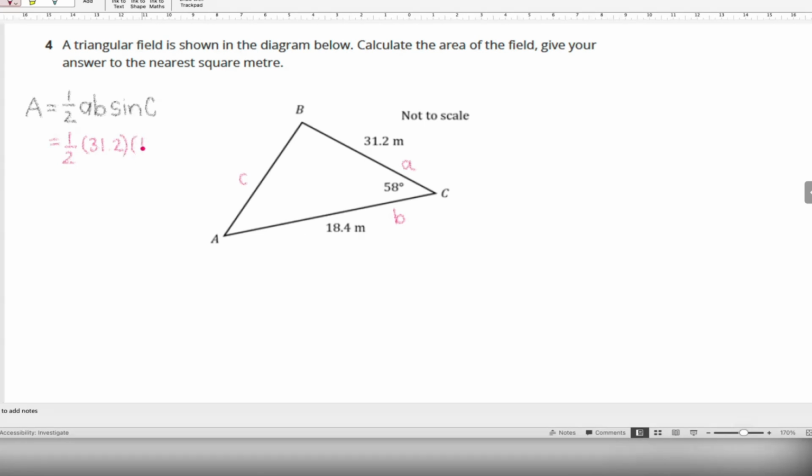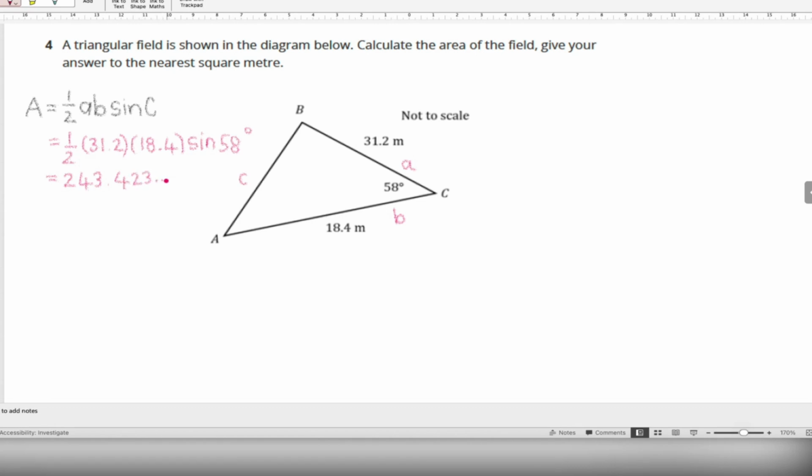What is the value of B? It's 18.4. What is the value of angle C? The value of angle C is 58 degrees. So I'm going to write down sine of 58 degrees. Now, if you punch this into your calculator, you will get a value of 243, or 0.423, and so the value goes on, right?